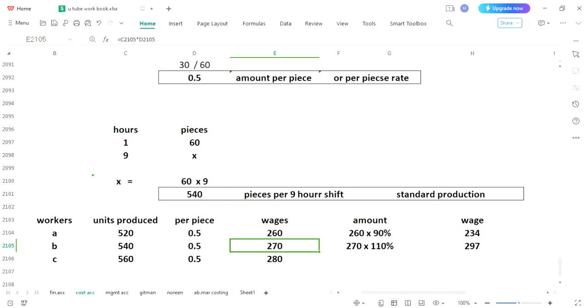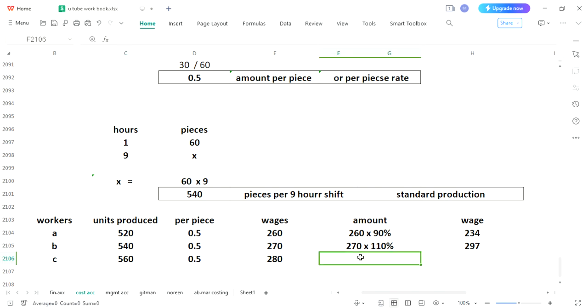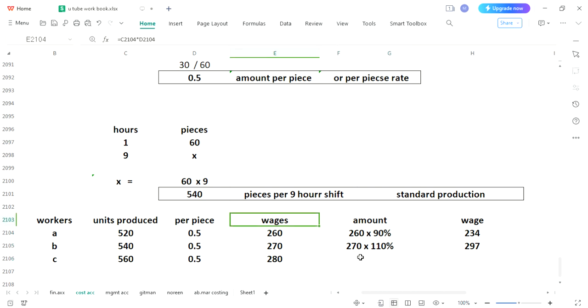Appreciation would be given in terms of finance, in terms of wage. The third worker had produced even more than the standard. 540 was the standard and he had produced 560. That means better than standard. So again he will be given 10% extra wages. His normal wages were 280. Let's edit this heading. These are normal wages.